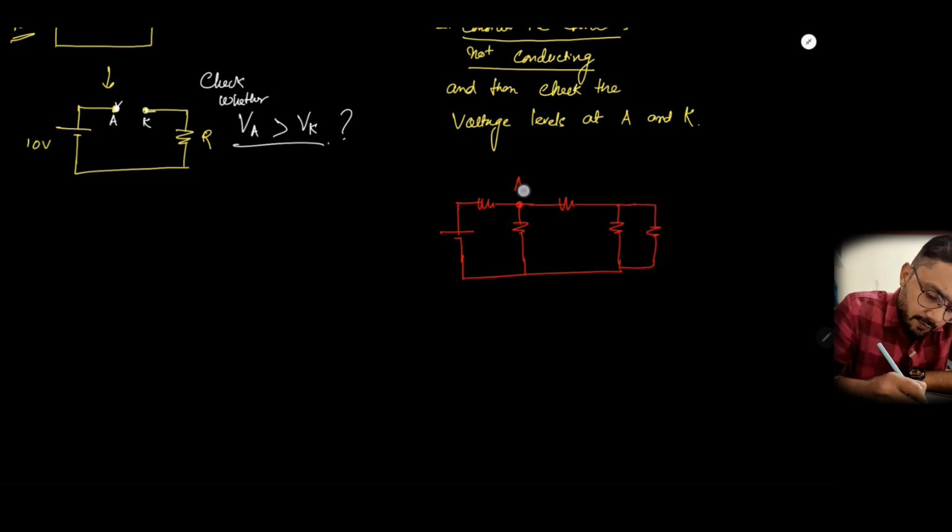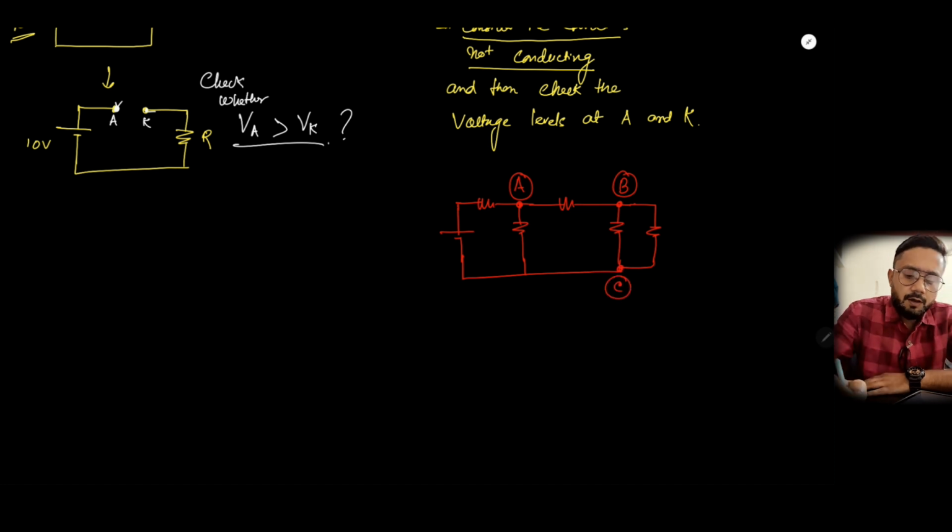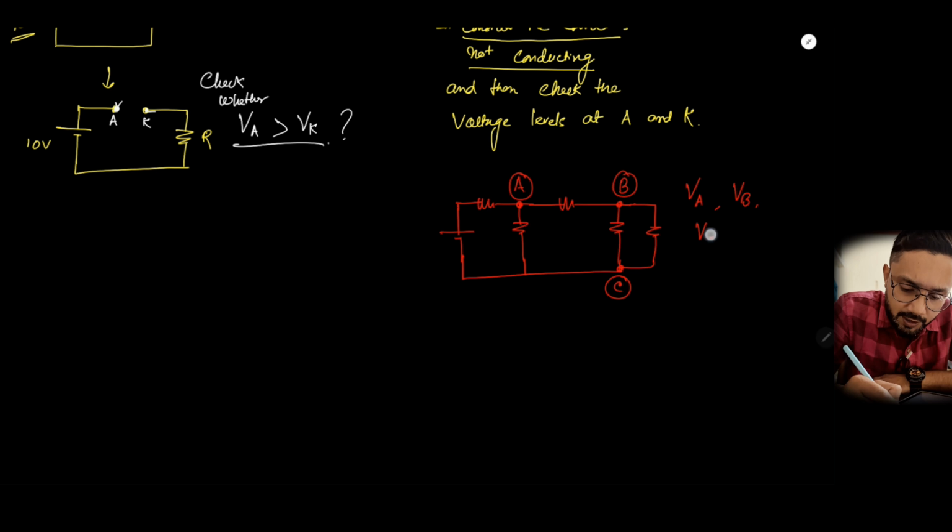So here I have a node A, another node B, and another node C. Now suppose I want to find the voltage at node A, node B, and node C. So how do you calculate or measure voltage? We can measure voltage with the help of a voltmeter or multimeter. Suppose I use a voltmeter to measure the voltage at any node.